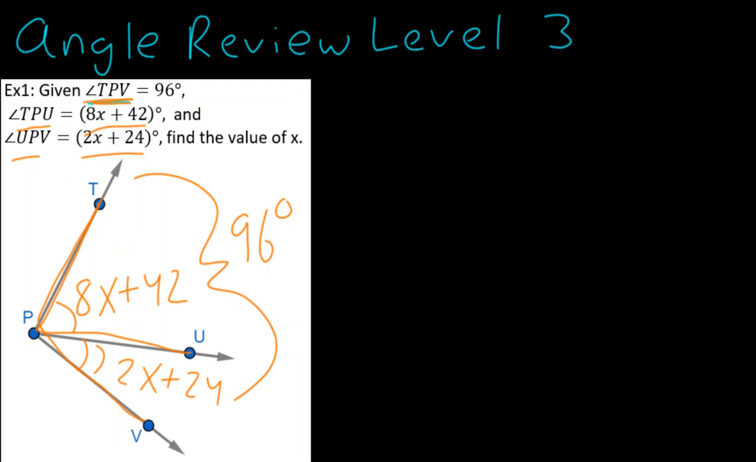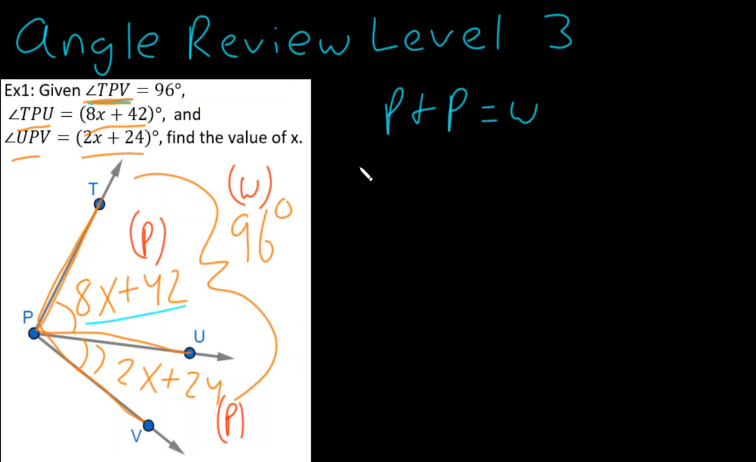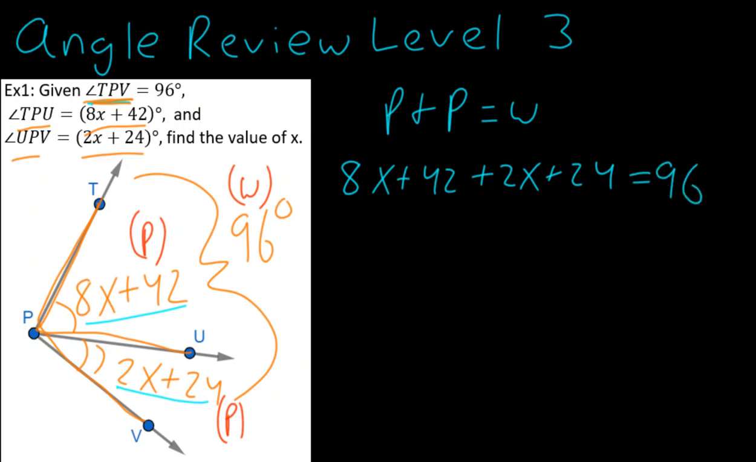Now notice we're going to do something here. I want you to always identify the part, so this is a part, this is a part, and of course we know that that 96 is going to be our whole. And we can use the basic formula, part plus part equals the whole, where my very first part is 8x plus 42 plus my second part, 2x plus 24, is equal to the whole, which will be, of course, 96.